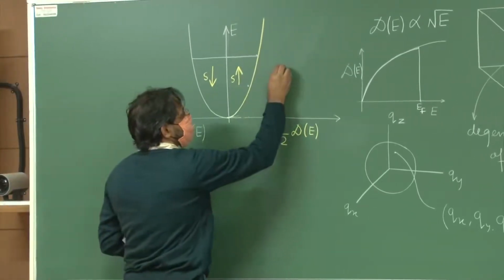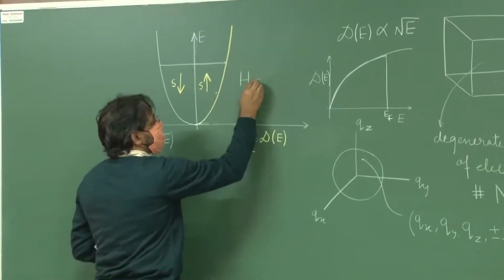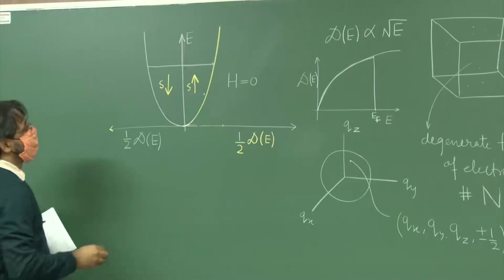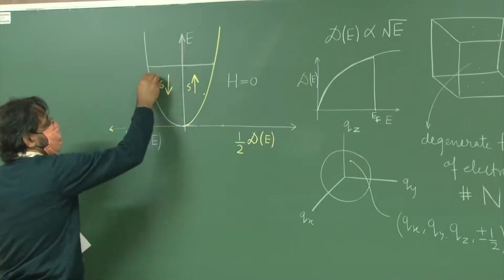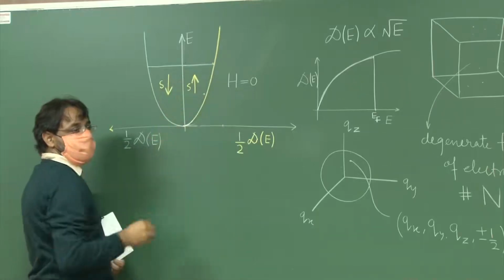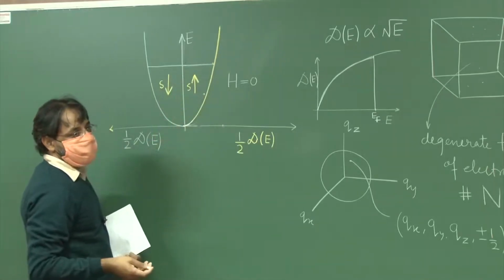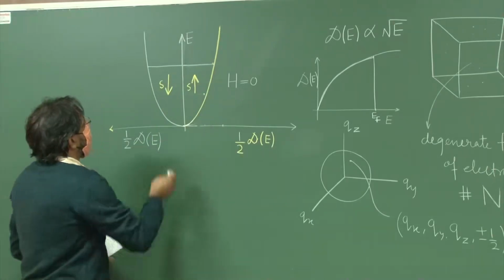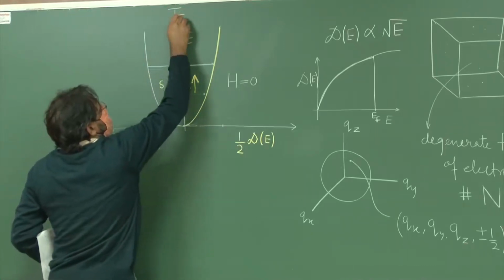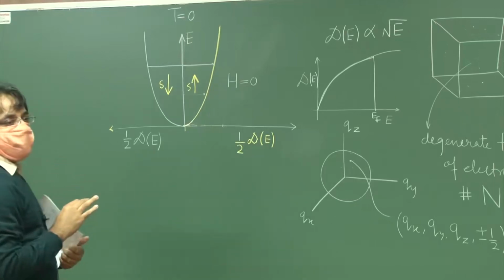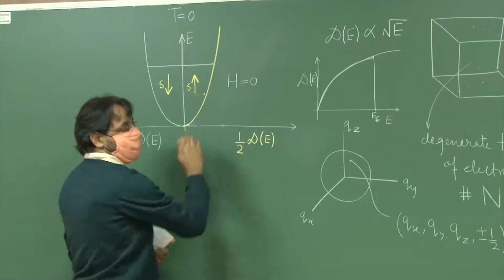Now, this is the situation when H is 0, no magnetic field applied. Since there is no field applied, the number of electrons with their spin pointing down is equal to the number of electrons with their spin pointing up, and therefore the net magnetization is 0, as it should be. And remember, this picture is at T equal to 0. I am just trying to take a simplified approach at 0 temperature. This is the situation. Now, sitting at 0 temperature, if I turn on the magnetic field, what will happen?